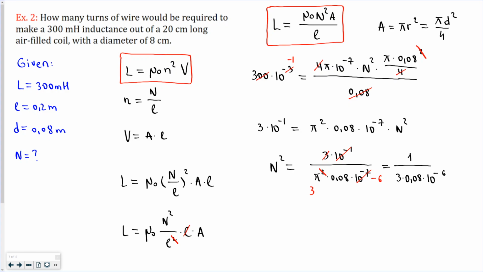And the answer is, let's calculate the answer. Wait, I think we've made a mistake here. Here the L length is not 0.08, it's 0.2. We've made a mistake here, so we can't cancel this.